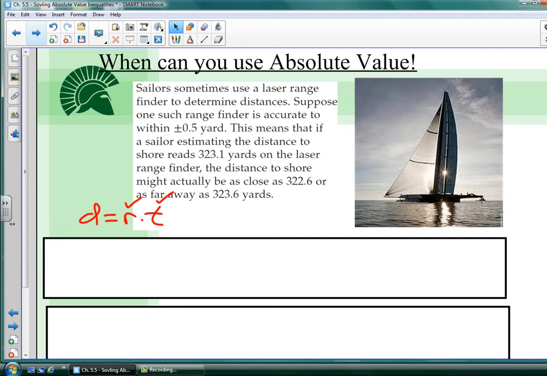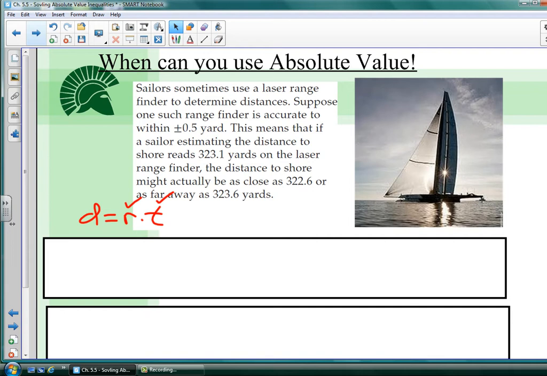So what that means is the distance to shore might actually be as close as 322.6 or as far as 323.6. So it's both within 0.5 of the actual reading. And there's no way we can get around that. Every type of measurement that we do has some sort of error in it.